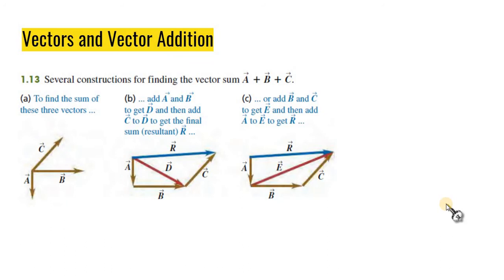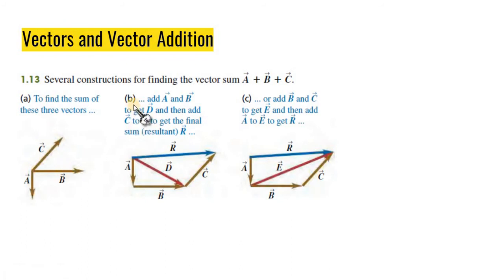Several constructions for finding the vector sum A plus B plus C. Okay, how about three vectors? What if there are three vectors to be added? In figure A, to find the sum of these three vectors, you can also use tail-to-tail connection. So the tails of vector C, vector B, and vector A are connected.